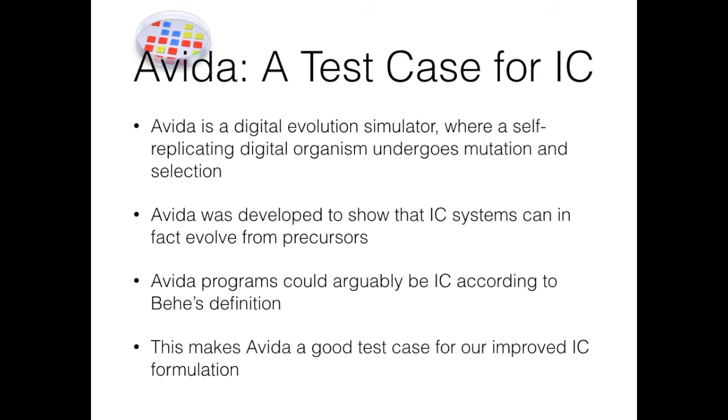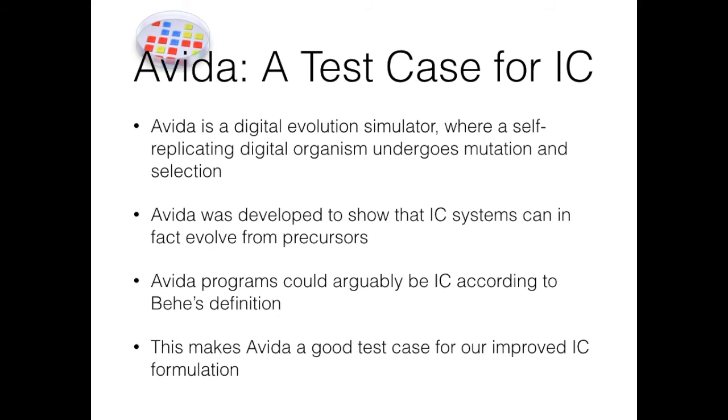So they can only evolve in specific directions. Avida is a digital evolution simulator. They have a self-replicating digital organism, and the organism actually contains the code for its own replication. It undergoes mutation and selection, so the copy procedure isn't 100% faithful. It was developed to show that IC systems can, in fact, evolve from precursors.